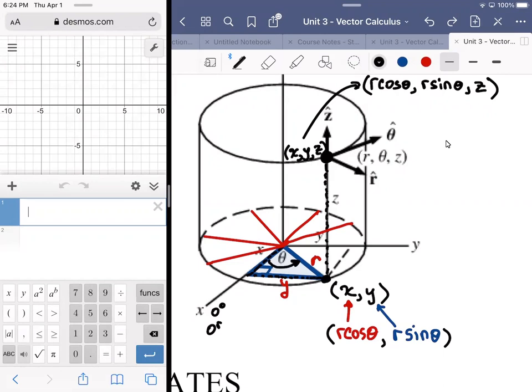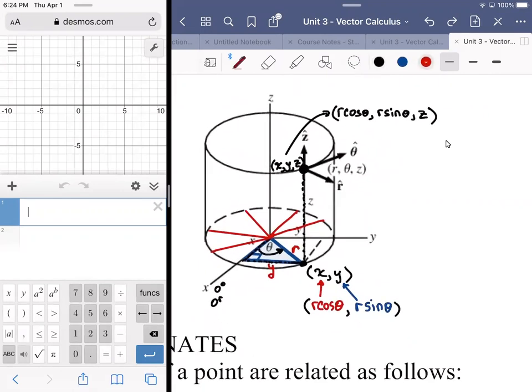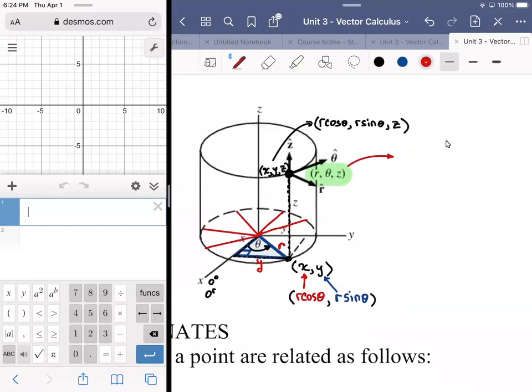Now, with that being said, we have a relationship between x, y, z and r cosine theta, r sine theta, and z. But what about that r, theta, z? If we focus on that one, I can now say r is equal to the square root of x squared plus y squared.